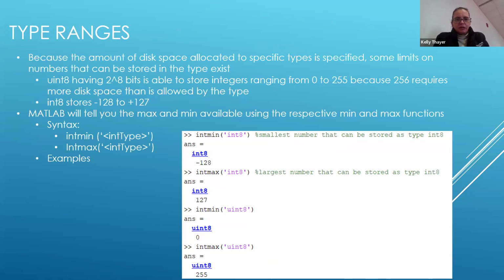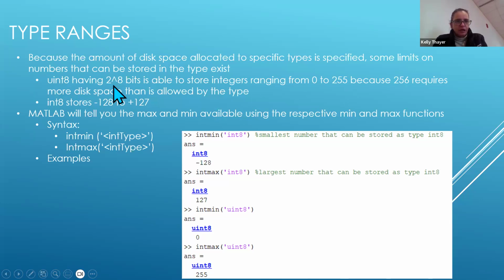Type ranges: because the amount of disk space allocated to specific types is specified, there are some limits on numbers that can be stored in the type. This is actually a very interesting conceptual idea. So unsigned integers of 8 bits have 2 to the 8 values available to store the integers ranging from 0 to 255, because 256 will require more space than is allowed by the type, right?